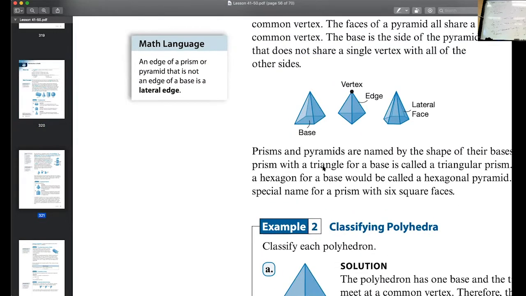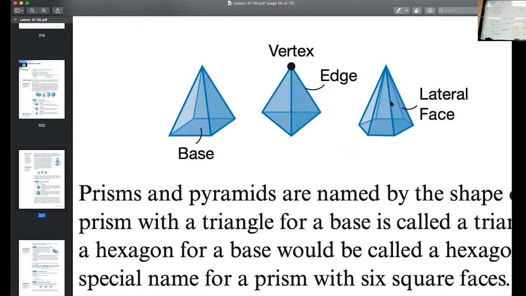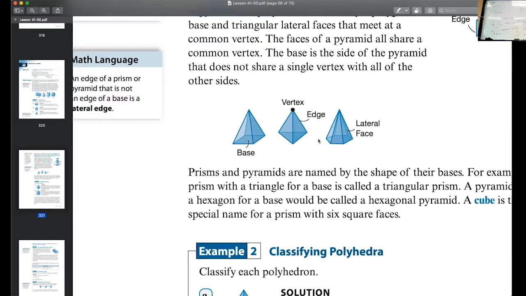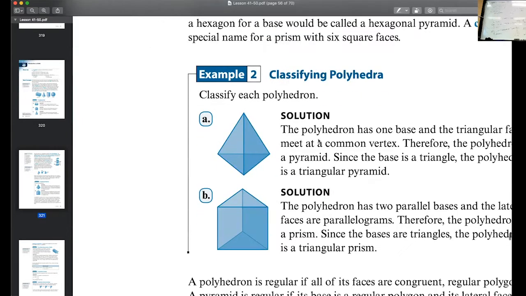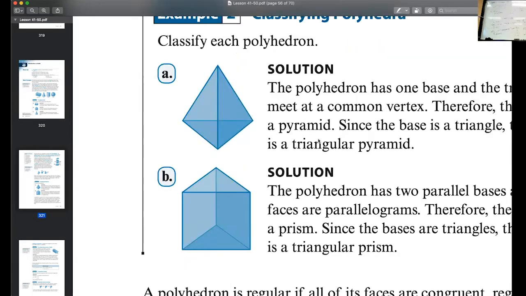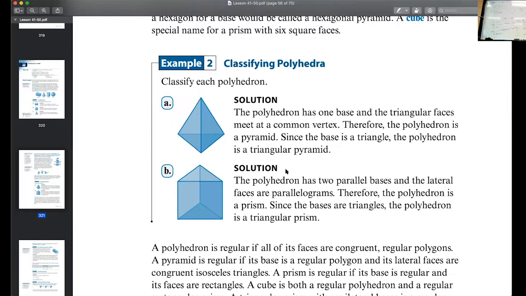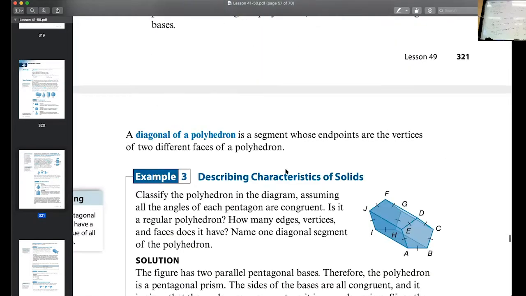So let's see how this is still a pyramid here. It's a hexagonal pyramid, but it's still a pyramid. Here's a pyramid on top, A, and then B is a triangular prism. Okay. All right, now look at this.